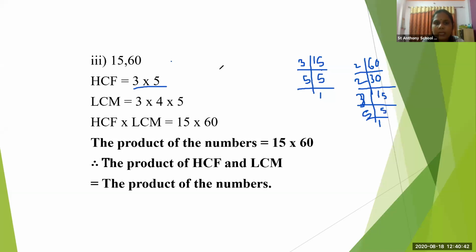See, अगर हम 15 के factors लेते हैं, wait a minute. So 15 is equal to 3 into 5, right? 3 multiply by 5. और अगर हम लोग 60 के factors देखते हैं, 60 is equal to 2 into 2 into 3 into 5, right? Now what are the common numbers amongst these? 3 and 5, right? 3 and 5. This 3 is this 3.